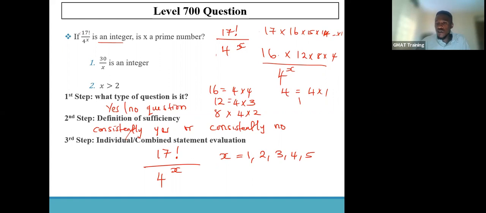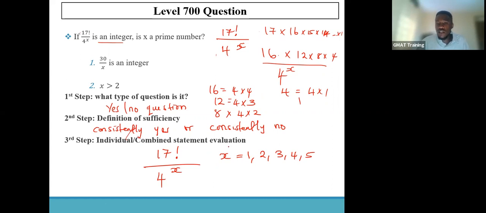If we had 2, we would actually get 17 factorial divided by 4 squared. 4 squared is 16, which would actually work. If we had 3, it's the same case, because we can actually get factors of 4. So then we have 5 possible values of x.